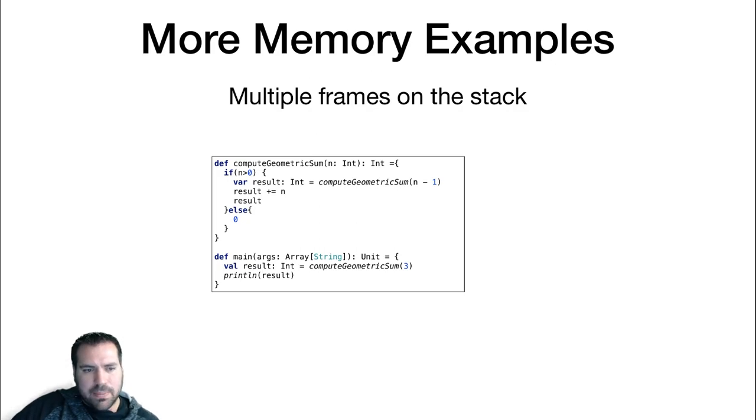So let's do this example. Compute the geometric sum of some value, 3 in this case. We expect this to sum up 1 plus 2 plus 3 and return 6 in the end, and then print 6 to the screen. So that's what we expect to happen. Let's see how this happens on the stack.